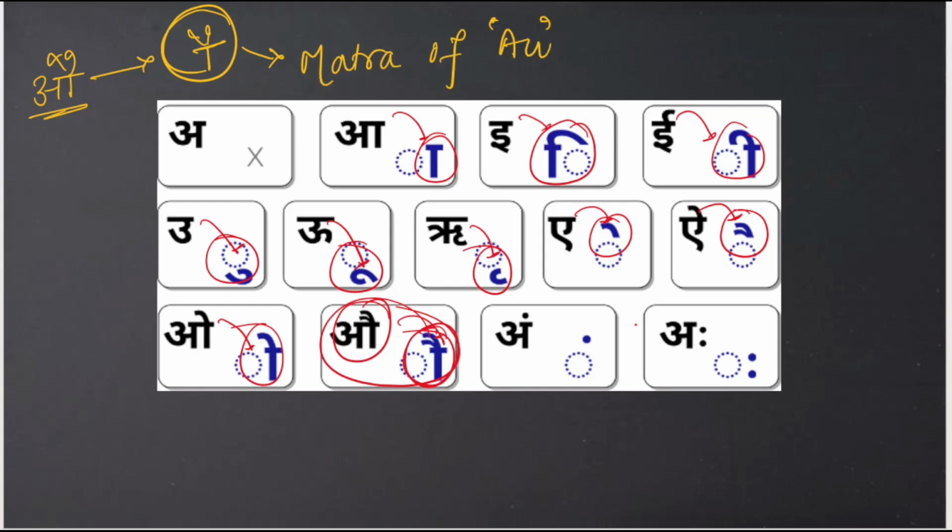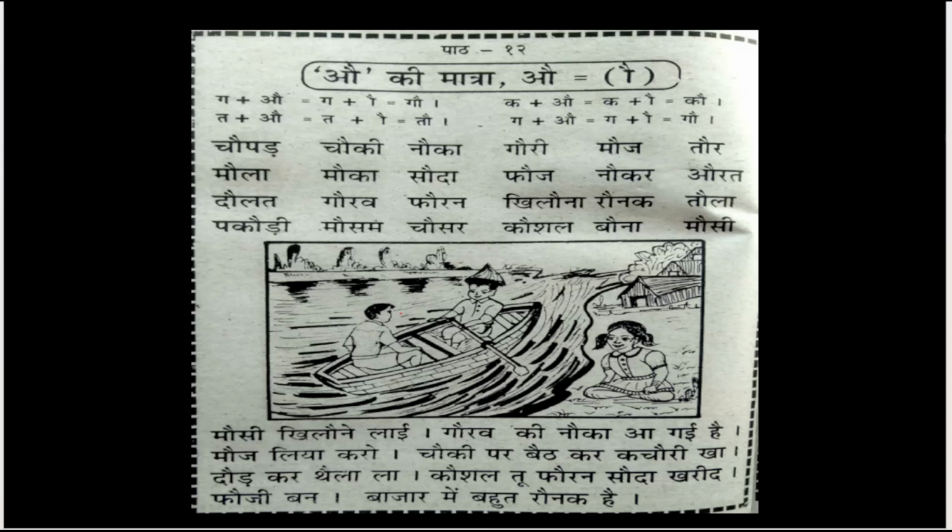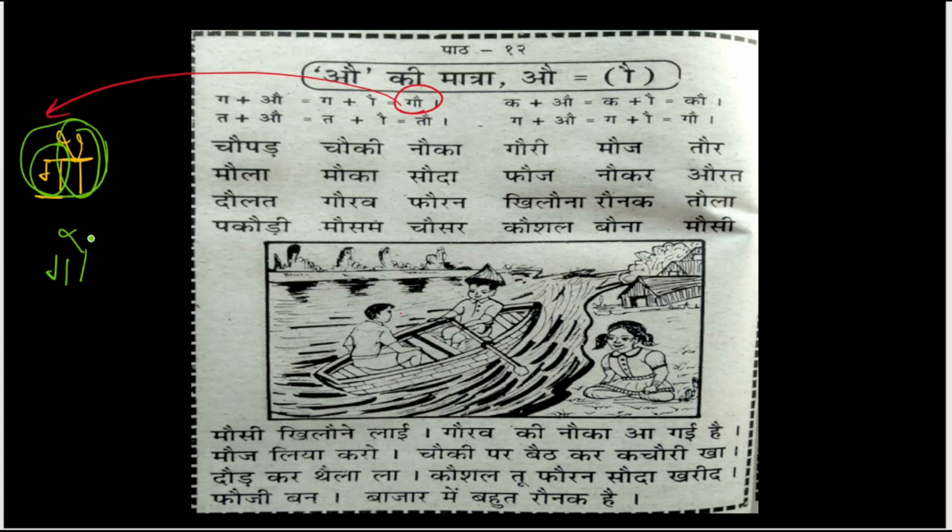Okay, so let's see this one. This is the letter ga, and this is the matra of au. After applying the matra of au with the letter ga, it will be pronounced like gau. Okay, this is the letter ga, and after applying the matra of au, now it became gau. The pronunciation of this word would be gau.